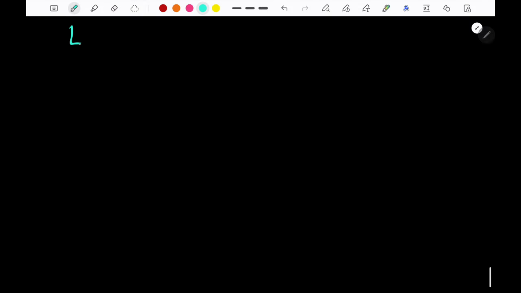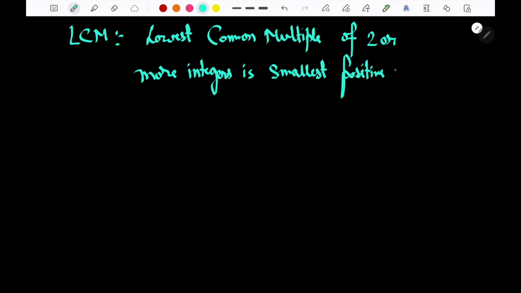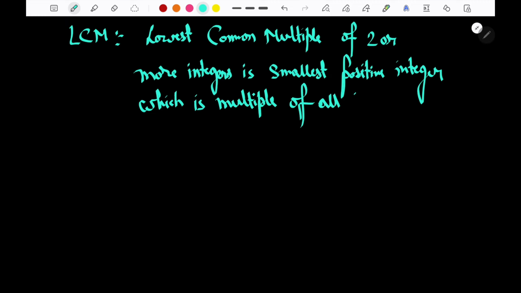Now next is LCM. So what is LCM? LCM is also known as lowest common multiple. The lowest common multiple of two or more integers is the smallest positive integer which is a multiple of all the given integers.